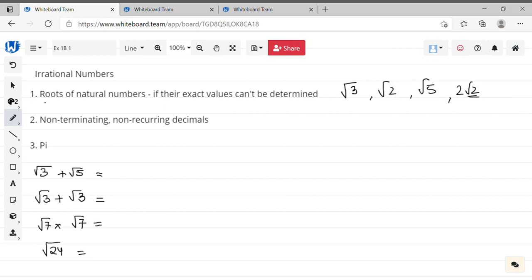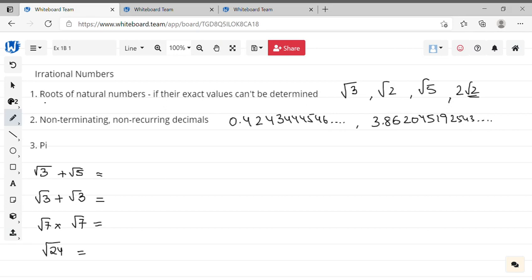Non-terminating, non-recurring decimals. An example of a non-terminating, non-recurring decimal would be, for example, 0.4243444546. All this is non-terminating, non-recurring because there is no element which is recurring in a particular manner. Another example we can look at would be 3.862045192543 and it keeps on going.